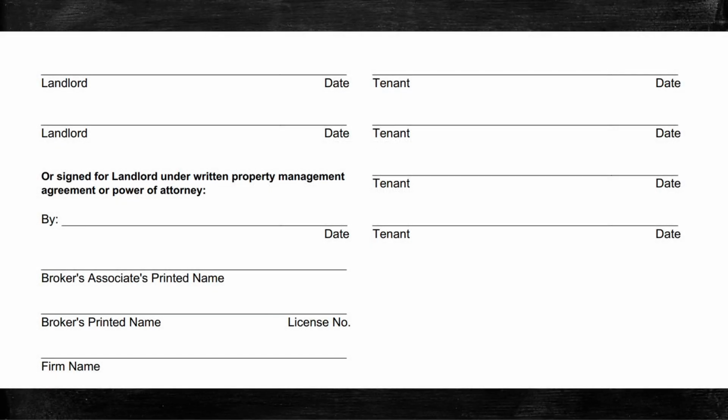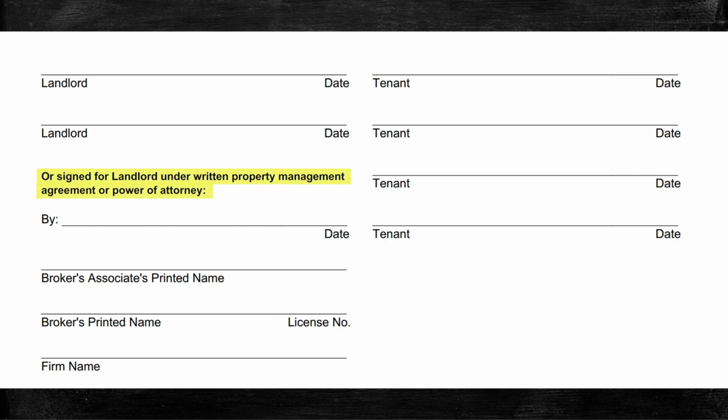When we're getting the lease signed up, let's look on the left-hand side of the page for the landlord. If there is no property manager, then the landlord will sign the lease agreement. They'll either sign their own name if they're acting on behalf of themselves, or if it's an entity, then just what we were talking about earlier. But that is if there is no property manager.